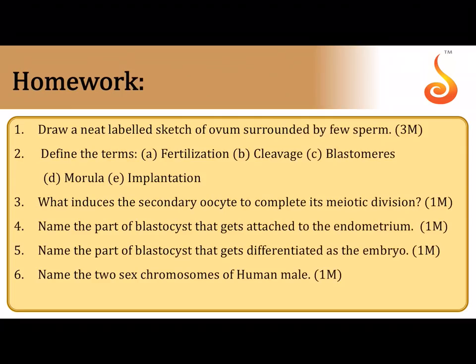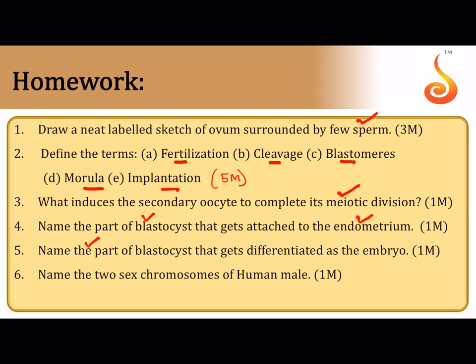Homework for today. The first question is a 3-mark question. Draw a neat labeled sketch of the ovum surrounded by a few sperm. Define the terms fertilization, cleavage, blastomeres, morula, implantation. I forgot to write marks here. 5 marks, 1 mark each. What induces the secondary oocyte to complete its meiotic division? Name the part of blastocyst that gets attached to the endometrium. Name the part of blastocyst which gets differentiated as the embryo. Name the 2 sex chromosomes which are found in the human male.